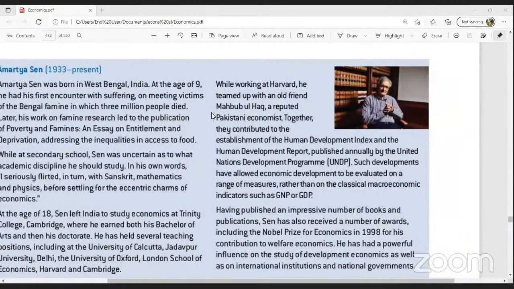Such developments have allowed economic development to be evaluated on a range of measures rather than on the classical macroeconomic indicators such as GNP or GDP. Having published an impressive number of books and publications, Sen has also received a number of awards, including the Nobel Prize for Economics in 1988 for his contribution to welfare economics. He has had a powerful influence on the study of development economics as well as on international institutions and national governments.